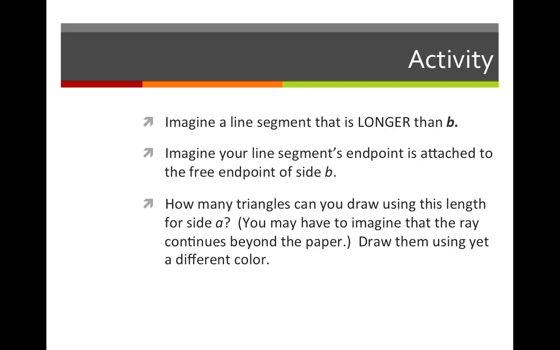Okay, another possibility. Imagine a segment that is longer than side B. And imagine your line segment's endpoint is attached to the free endpoint of side B. How many triangles can you draw using this length for side A? You might have to imagine that that black ray that was given to you on your paper extends farther than what is actually drawn. Okay? Go ahead and draw what you think that's going to look like. How many different triangles can you get with that measurement? And again, try to use a different color if you can.